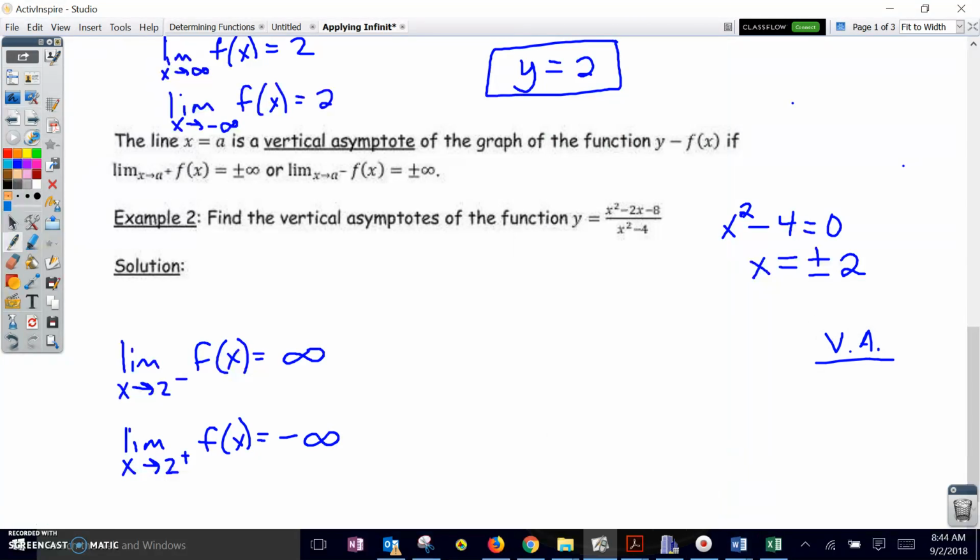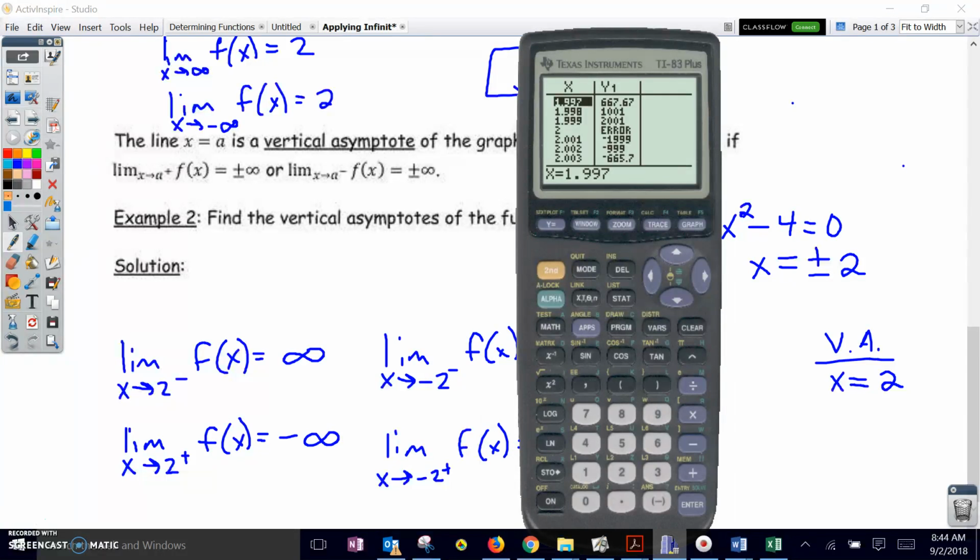I'm just going to write that over here on the side, and I know I have a vertical asymptote at x equals 2. Now I'm going to do the same thing to examine negative 2. I'm going to look at the limit of that function from the left and the limit of that function from the right. And so I already have my function typed in there. All I need to do is change where I set up my table.